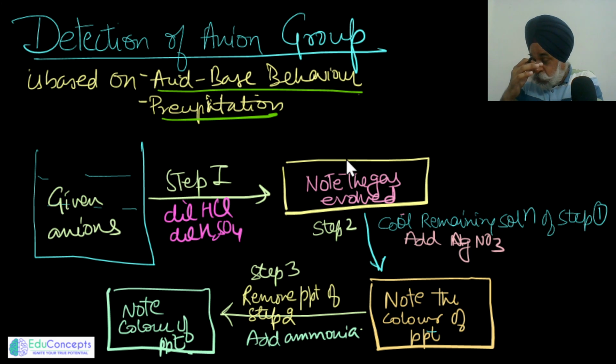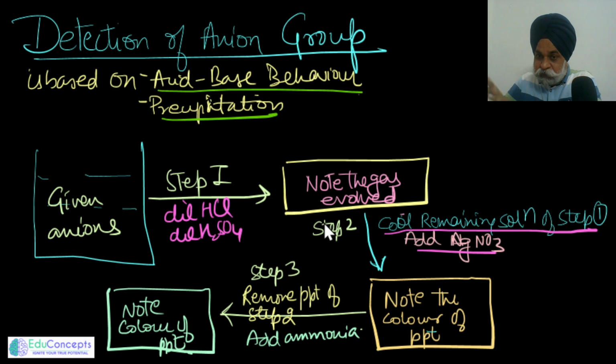Now the gas got out of the system, and in the filtrate you still have some anions. If there is no gas evolution, this filtrate would have some anions, or if there is gas formation, the gas would evolve out and you would be left with some other anions. Into that, cool the remaining solution of step one, add AgNO3, and see whether any precipitation happens. Now this AgNO3 precipitation is taking place in an acidic medium. That is a very important statement, which we have marked earlier also: in the neutral medium, silver precipitates almost all anions, but in an acidic medium all dissolve except for three, silver sulfide, silver chloride, silver bromide and silver iodide.